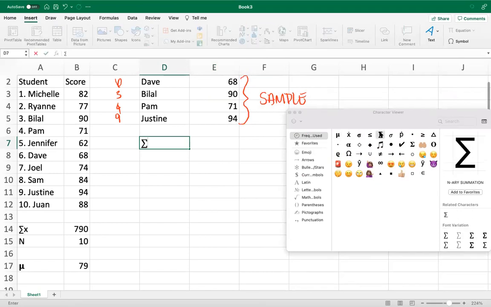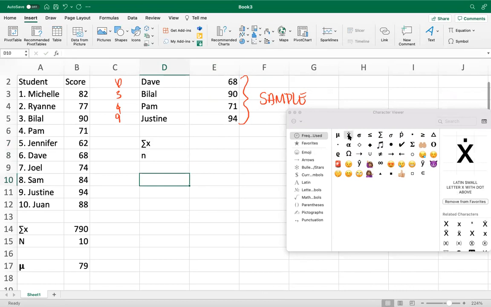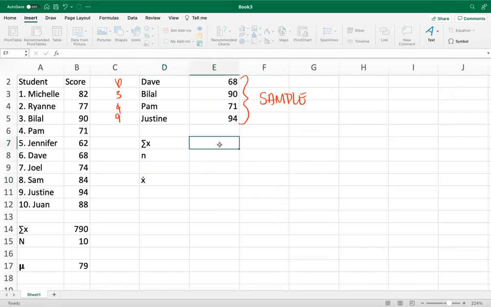So the sum of the values of x there. This time we're going to use a little n because it's our sample size. And lastly, we're going to find the population mean. I know this isn't exactly an x bar, but it's the closest thing to an x bar that I have here, so it's going to work for us for the semester at least.